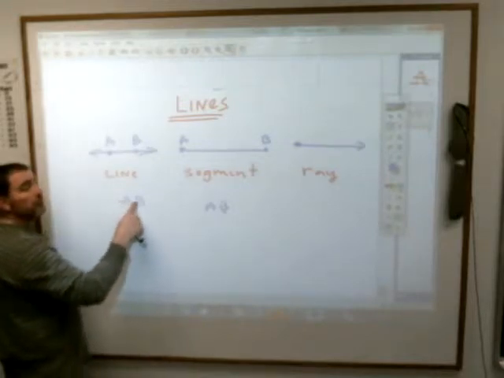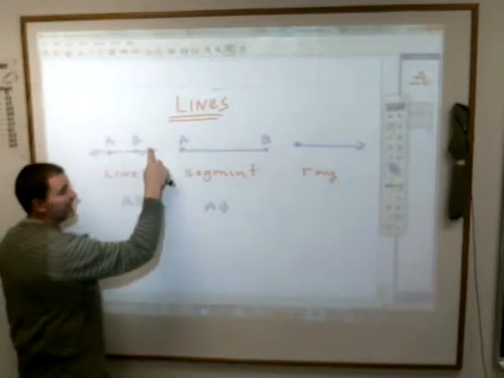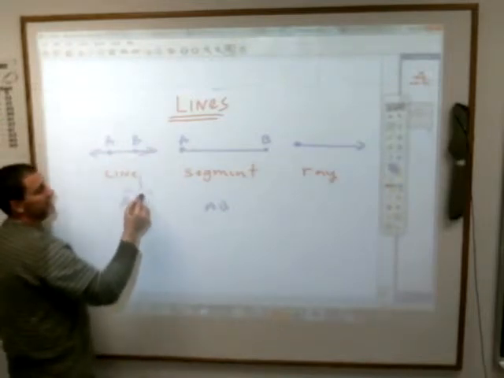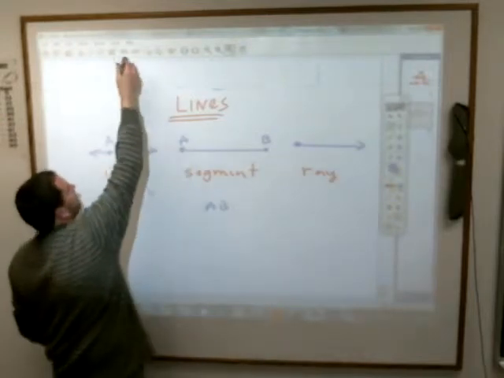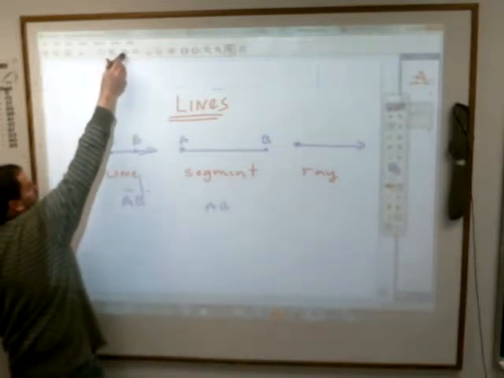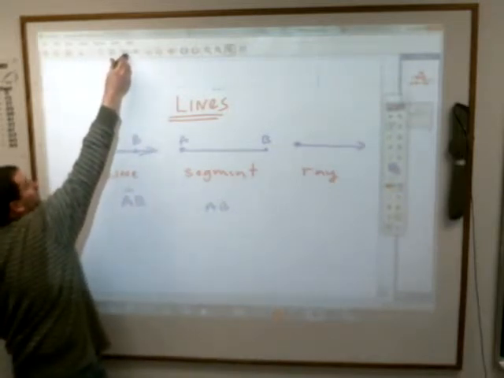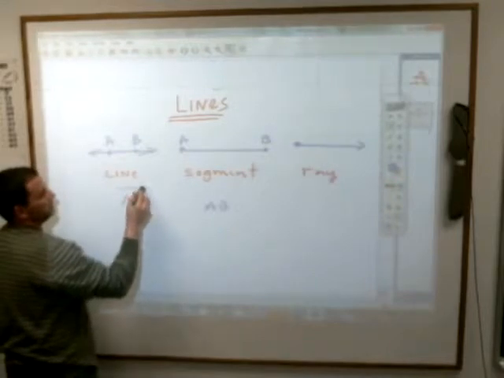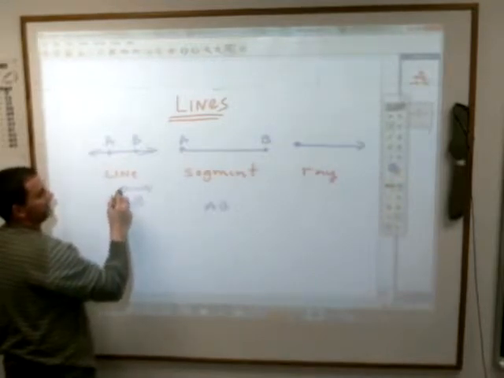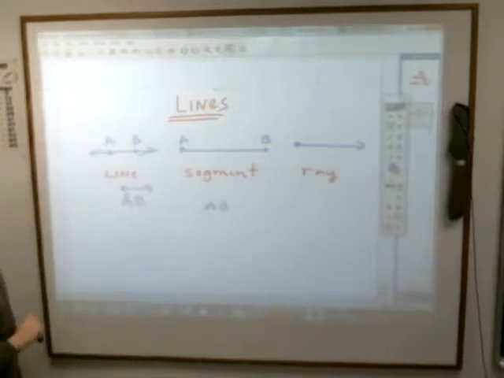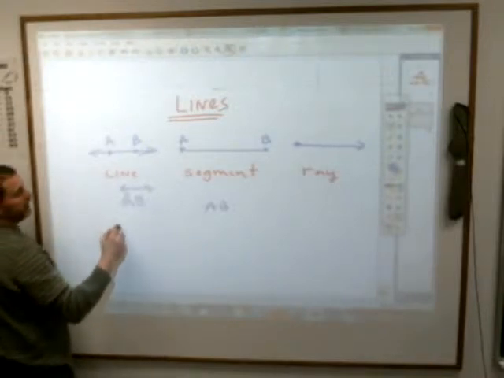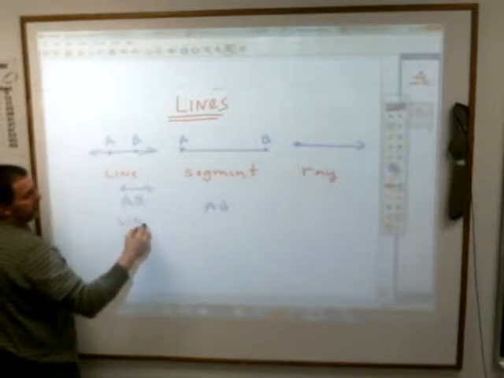Okay, if you want to tell somebody you're talking about that whole line above the letters A and B, you put a little line that has two arrows on it. Okay, because this tells somebody you are talking about line AB.